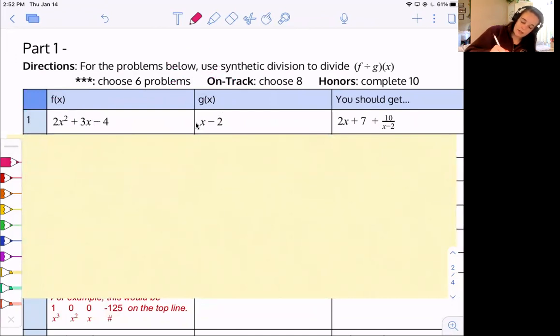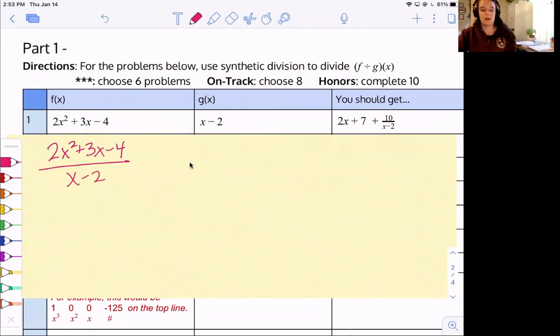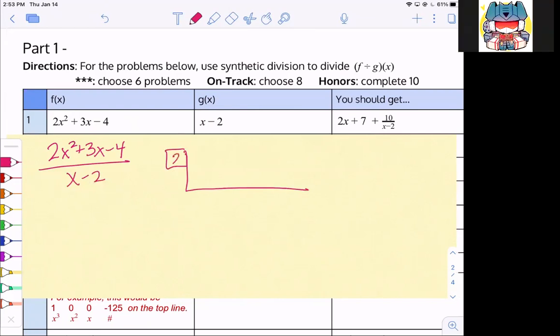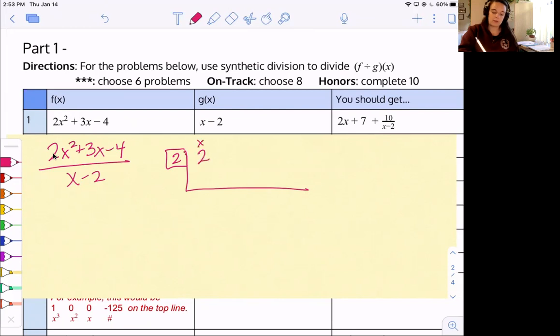All right, so we have 2x squared plus 3x minus 4 over x minus 2. Cool. I'm going to draw my upside down division. What is the number that I'm going in the multiply box? What's going in that box there? 2. Feel free to come off mute if you'd like. The biggest exponent is x squared, so I'm going to start there. So I have 2. That's my x squareds. How many x's do I have?